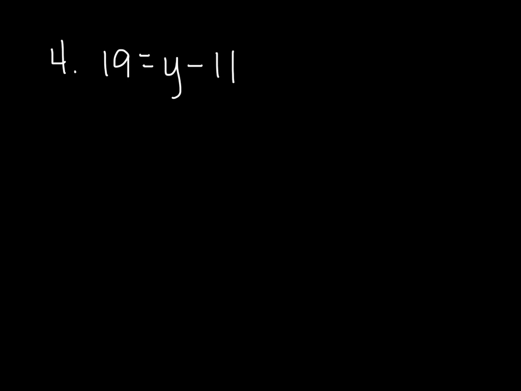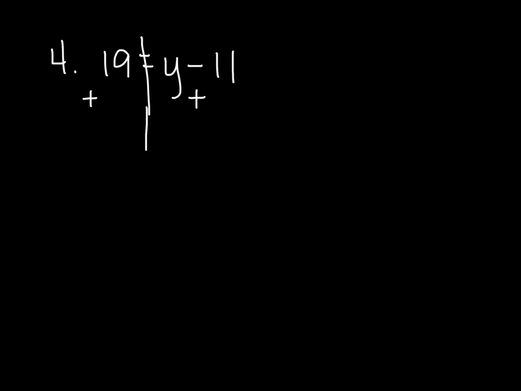So what operation is happening on the same side as the y? Well, it's subtraction. Okay, so what is the opposite of subtraction? That is addition. So I know that I'm going to add something to both sides. What am I adding to both sides? Well, I got to get that y by itself. So does that mean that I'm going to do something with the 19, the y, or the 11?